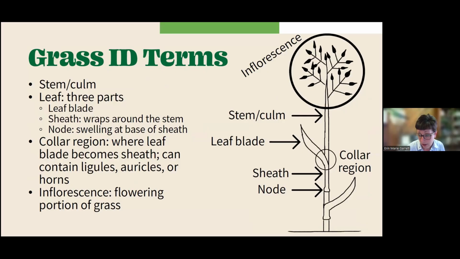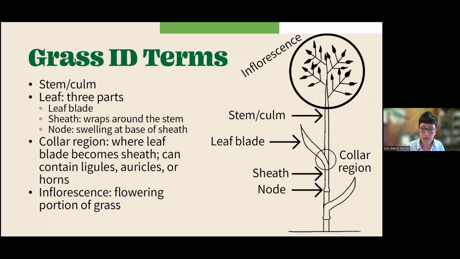Looking at our line drawing on the right of the screen, the backbone of the grass is called a stem. You can also see the word culm, although I don't usually use that one. What you think of as a leaf has 3 parts. The blade, which is the typical leafy part, and then that blade wraps around the stem, forming a structure called a sheath. The bottom of that sheath is going to be a swelling called a node. I like to think of it as the kneecap of a grass. So on this one down here, we can see a blade, a sheath, and a node.